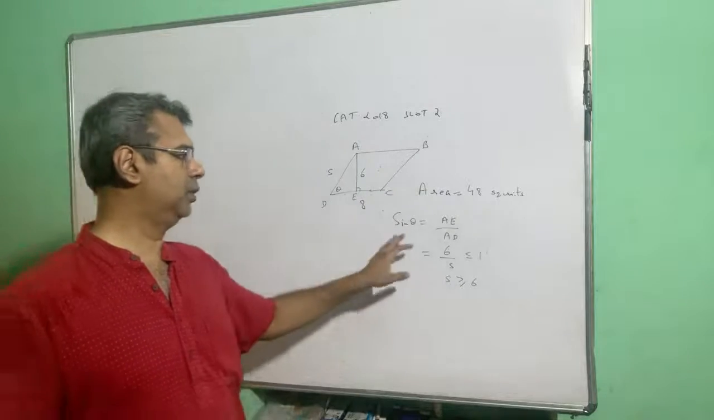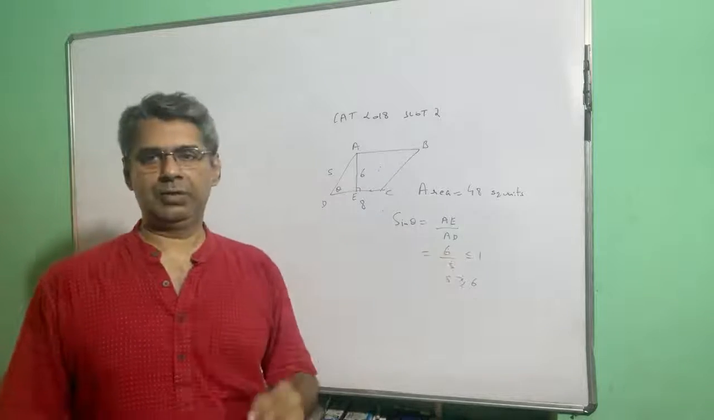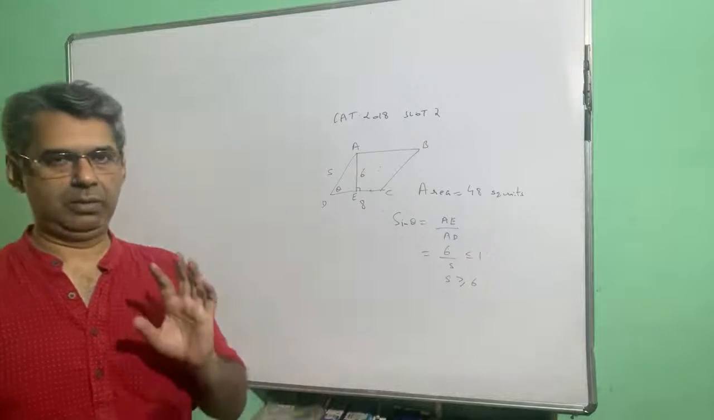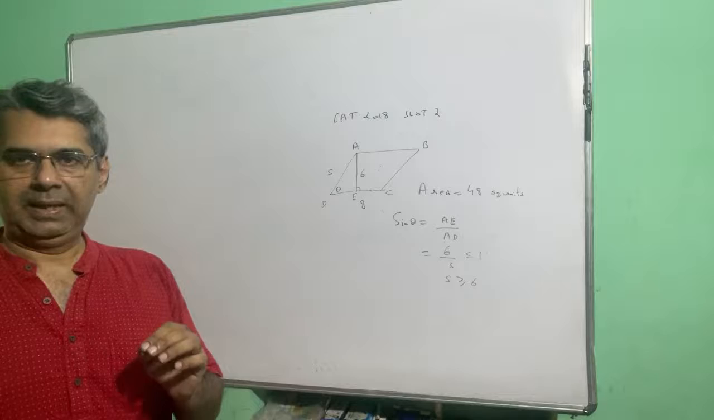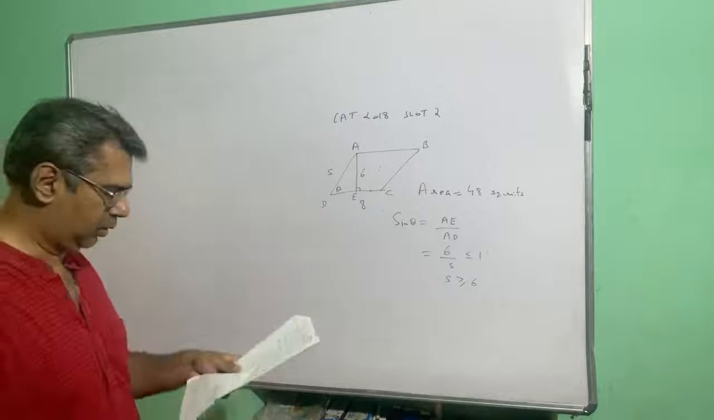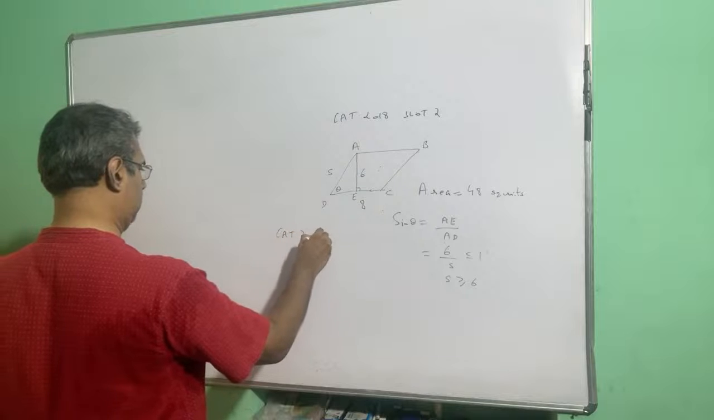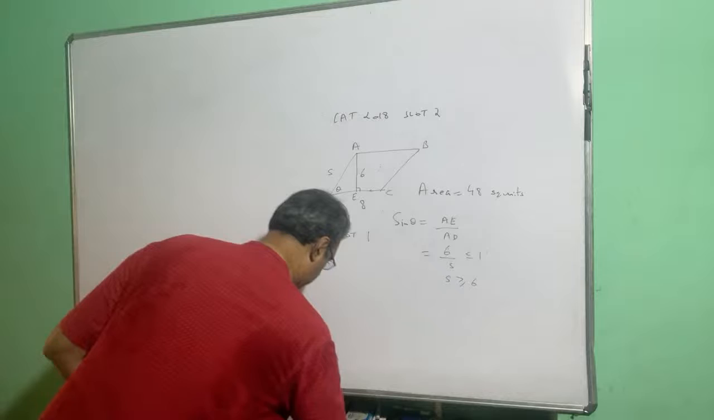So what did we do? We used the very famous trigonometry concept that sine of any angle has to be lesser than equal to 1, and from there we found out that S has to be greater than equal to 6. So this was one question based on parallelogram area which came in CAT 2018 slot 2. The other question was again from CAT 2018, but it was from slot 1.